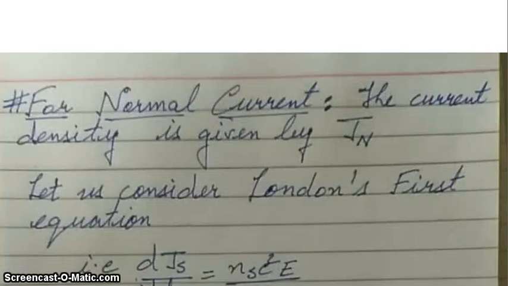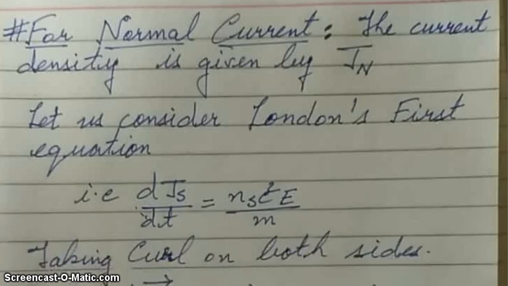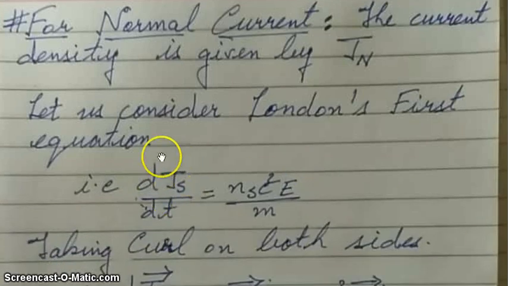Now for deriving London's second equation, we again consider the current density, that is Jn, for normal current, where Jn is the current density for normal current. Let us consider London's first equation again. So what is London's first equation? dJs/dt is equal to ns e² E / m.